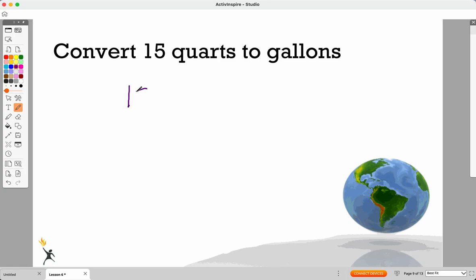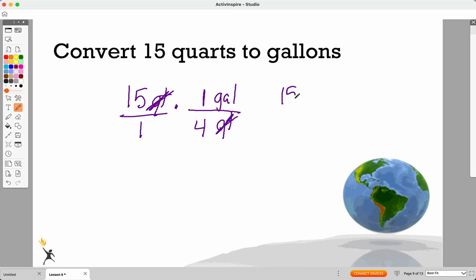All right, so it's that same process. 15 quarts times, then we've got to go quarts to gallons. We've got quarts here on the bottom, going to gallons here on the top, and we're going to say 4 quarts is equal to 1 gallon. So I was able to cancel out my quarts. 15 times 1 is 15. 1 times 4 is 4. Now I can simplify my improper fraction to a mixed number, and I get 3 3/4 gallons. By crossing out my abbreviations, I know I'm at the right label.